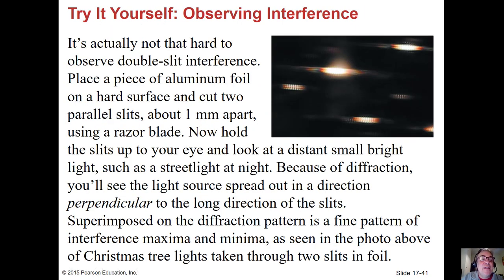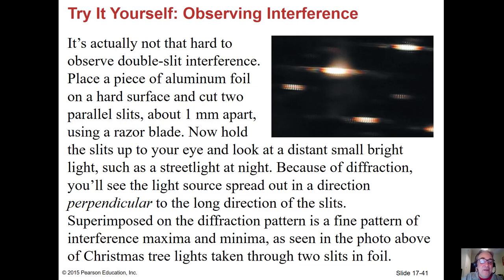So it's actually not that hard to observe double slit interference. So here's a way you can do it. Place a piece of aluminum foil on a hard surface. Cut two parallel slits pretty close to each other, about 1 millimeter apart, using a razor blade. Now hold the slits up to your eye and look at a distant bright light source like a street light, and you'll actually be able to see patterns that look like this. So with your eyes, you're seeing the wave-like nature of light come out because light's passing through a small opening.